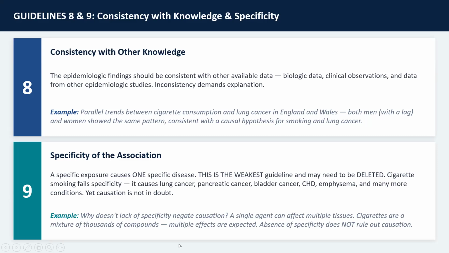Specificity of the association: a specific exposure causes one specific disease. This is the weakest guideline and may need to be removed. Cigarette smoking fails specificity. It causes lung cancer, pancreatic cancer, bladder cancer, coronary heart disease, emphysema, and many more conditions. So why does lack of specificity not negate causation? A single agent can affect multiple tissues. Cigarettes are a mixture of thousands of compounds, resulting in multiple effects. Absence of specificity does not rule out causation.